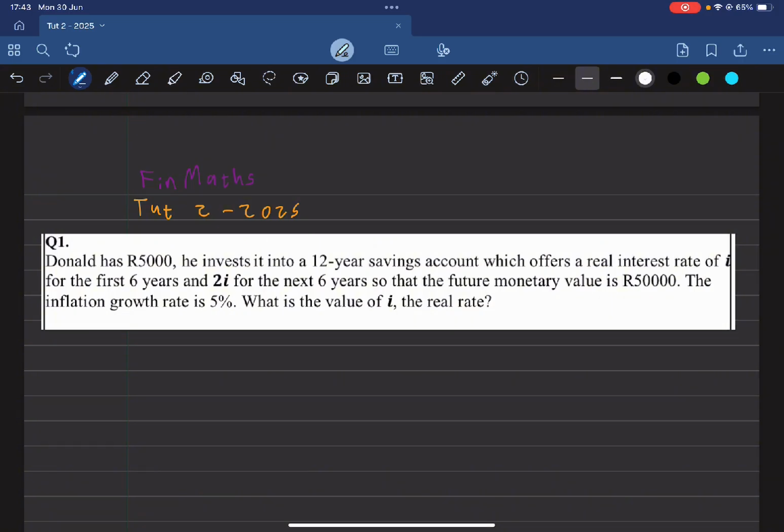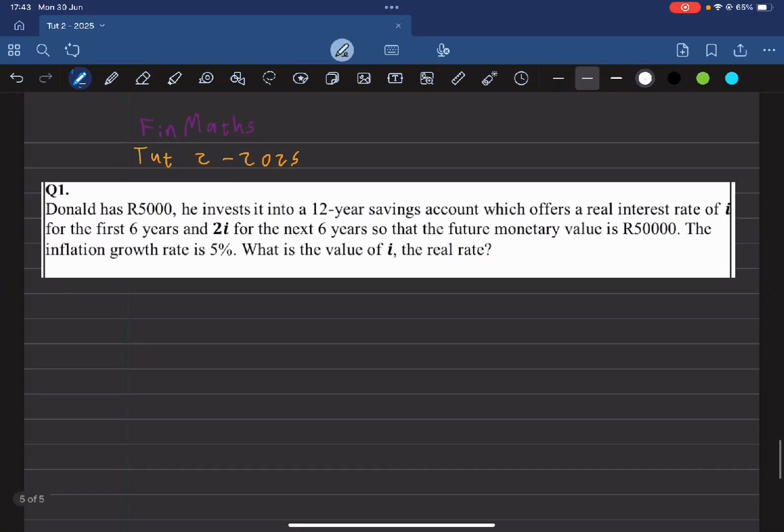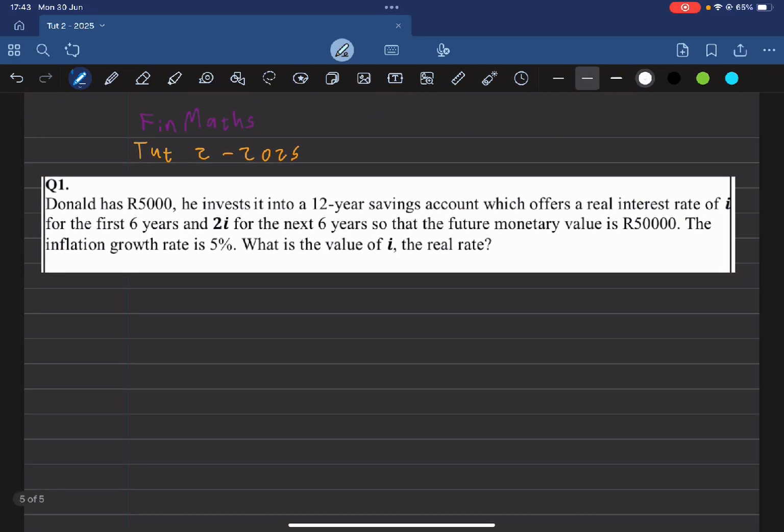Let's take a look at question 1. Question 1 says Donald has 5,000 Rand. He invested into a 12-year savings account which offers a real interest rate of I for the first 6 years and 2I for the next 6 years, so that the future monetary value is 50,000 Rand. The inflation growth rate is 5%. What is the value of I, the real interest rate? So we need to note here that I is the real rate.